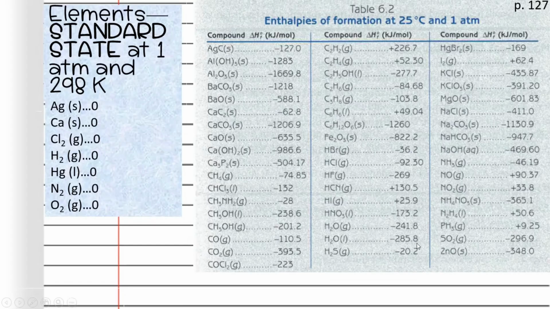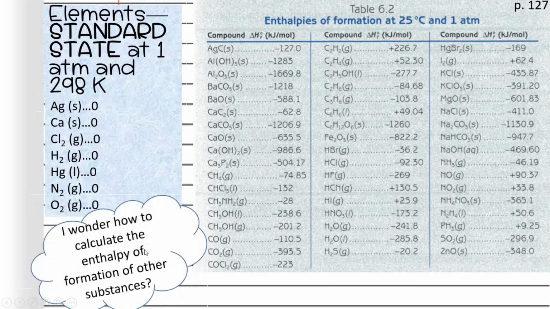285.8 kilojoules per mole. Here it doesn't say ice and steam. It's got water as a gas and water as a liquid. I don't think it has water as a solid, but pay very close attention to the state. Here's methanol, so methanol liquid and methanol gas. So I wonder how to calculate the enthalpy of formation of something other than water, some other substances.